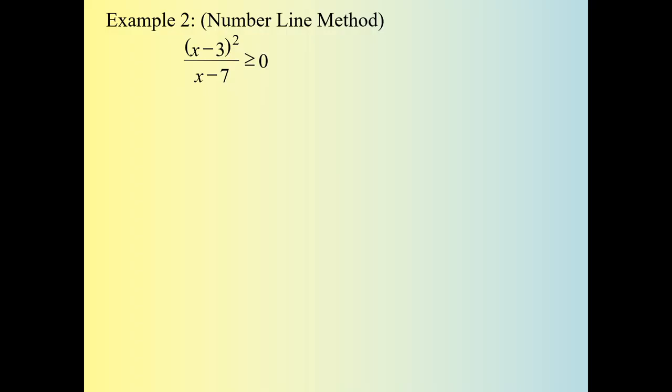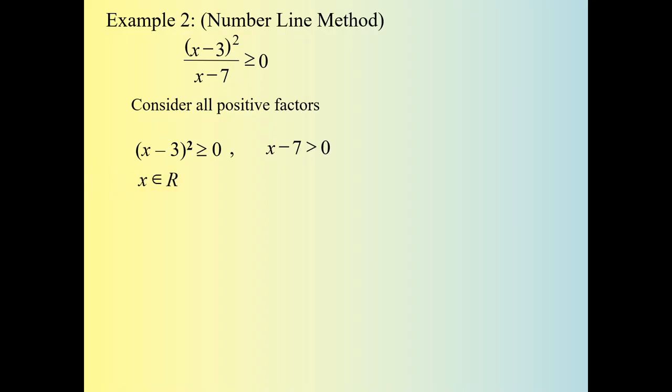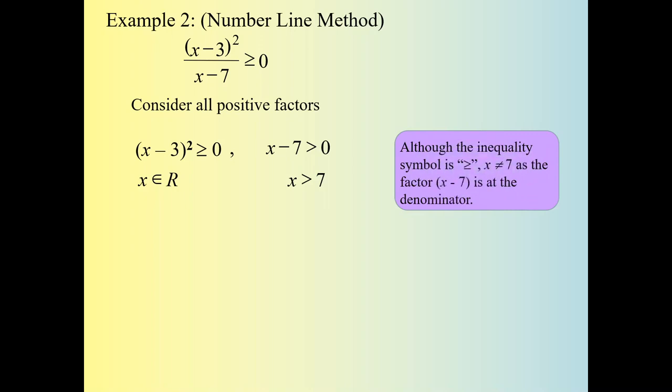For the number line method, as usual, we are going to consider all positive factors. So for (x - 3)² greater than or equal to 0, x can take all numbers on the real number line. Take note that although the inequality symbol is greater than or equal, x cannot be equal to 7 as the factor x - 7 is at the denominator. So when x equals 7, the rational expression is undefined.